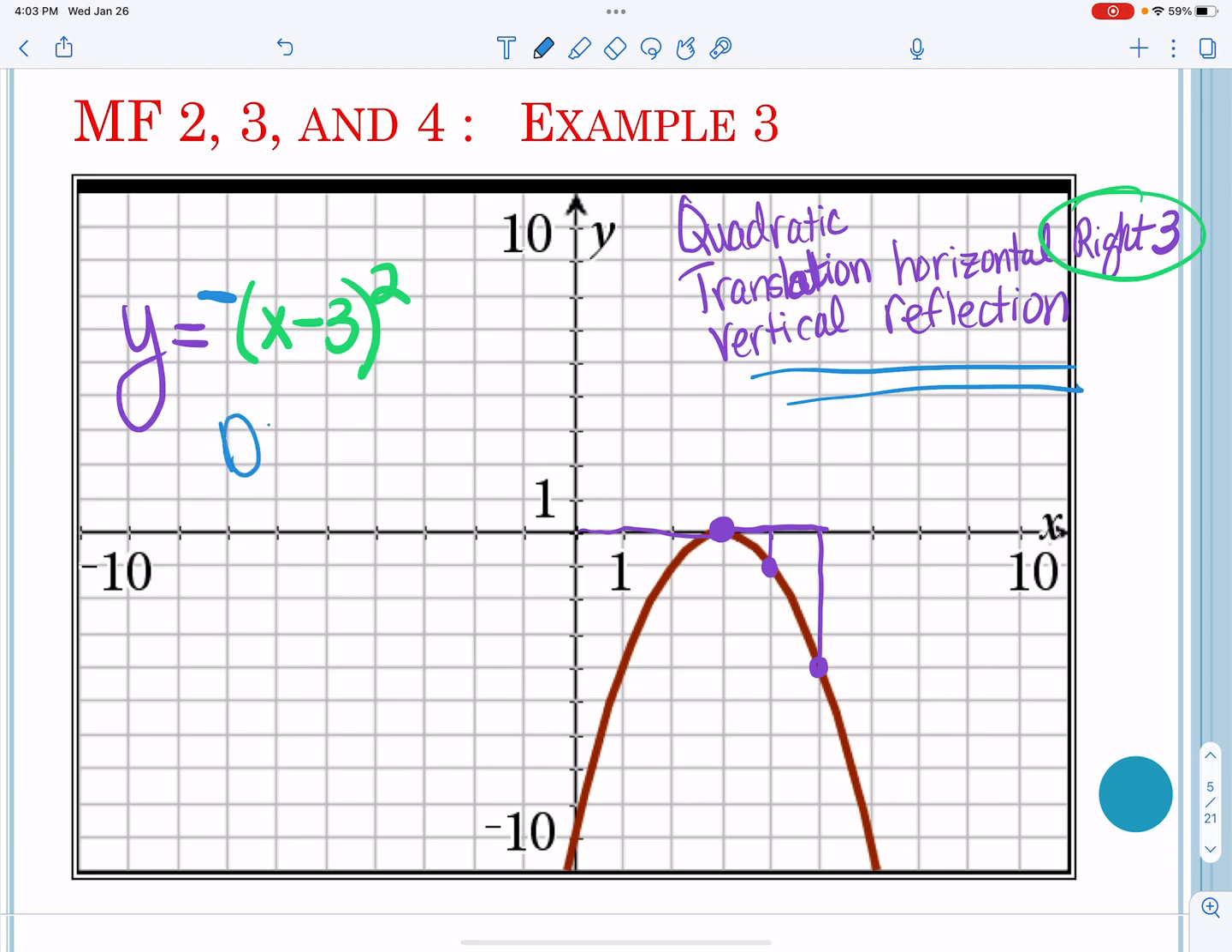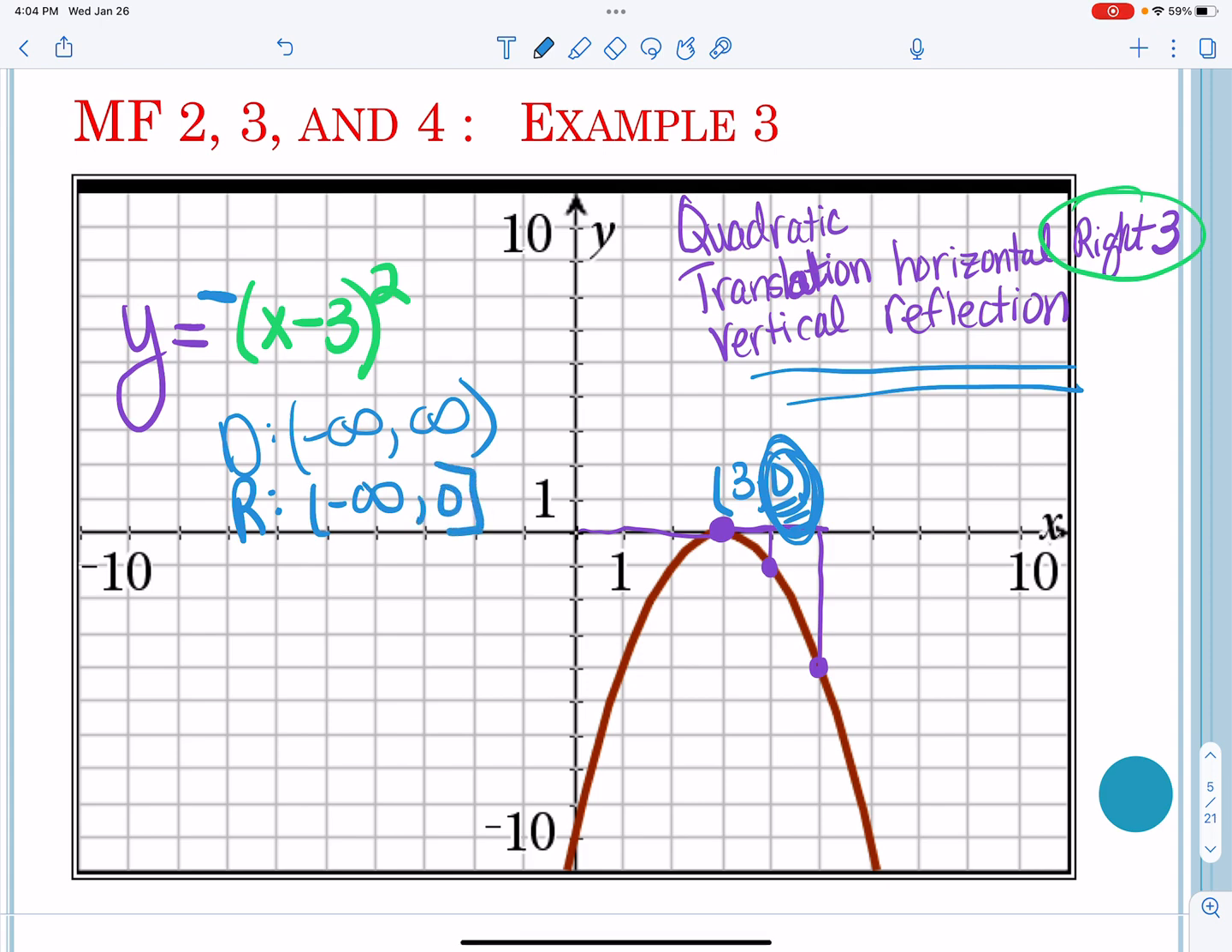My domain is going to be negative infinity to infinity. And my range, now this isn't the lowest point, this is the highest point. Sorry. My highest point is at (3, 0). So I'm looking at the 0. So my range would actually be from negative infinity to 0 with a bracket.